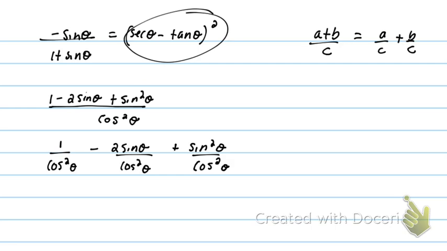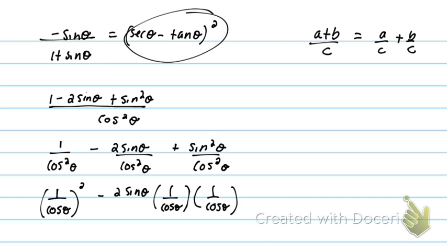Okay, there's still a little manipulating. This is really 1 over cosine theta quantity what? Squared, because 1 squared is 1, correct? This is minus 2 sine theta, and then cosine squared is really 1 over cosine times what? 1 over cosine. Do you guys agree? Because cosine times cosine is cosine what? Squared. And then this is really sine over what? Cosine squared. Are you following me? Because the square goes to both the top and the bottom.